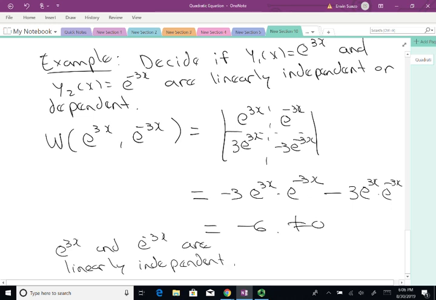Why is this important? Because once you have one solution, you can find a second linearly independent solution. There is a formula for that, and that's the next video.